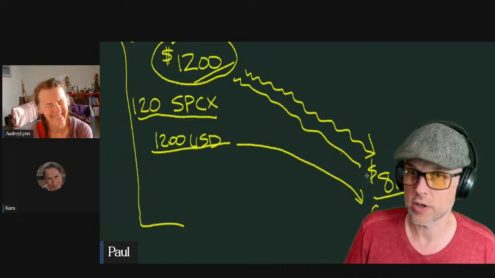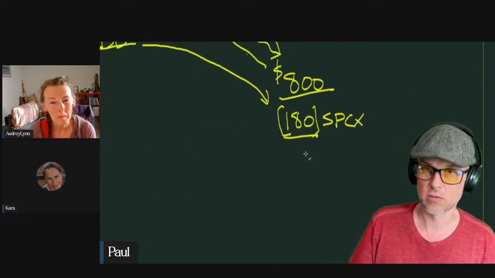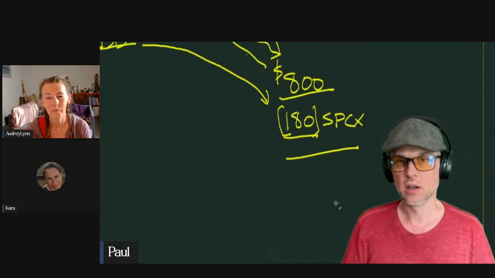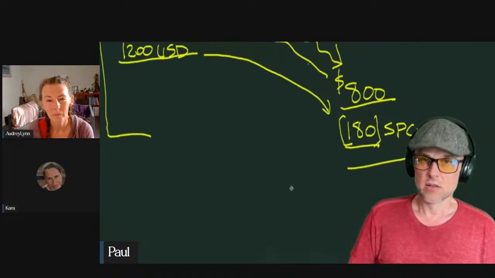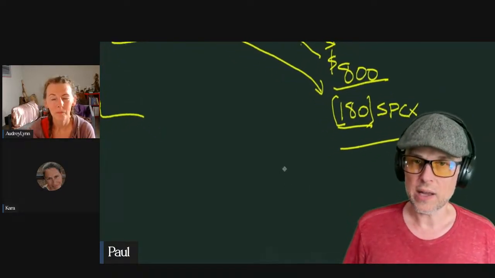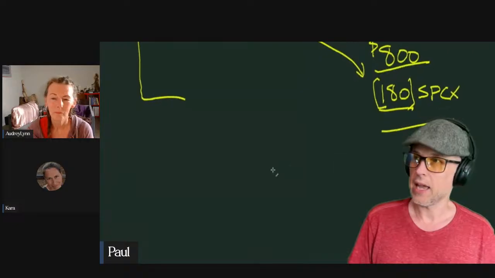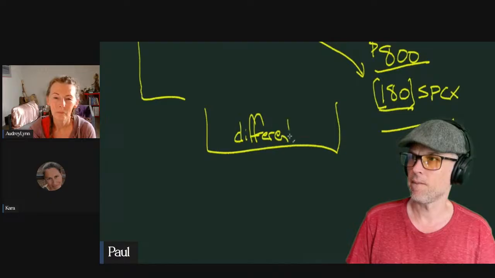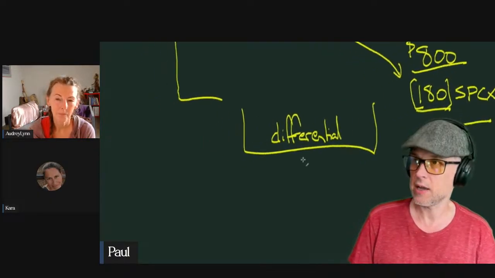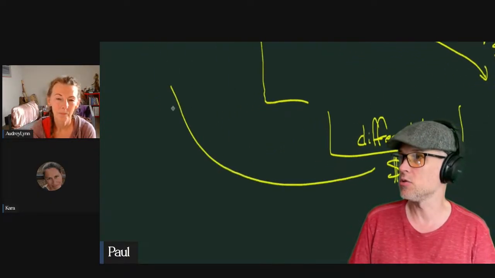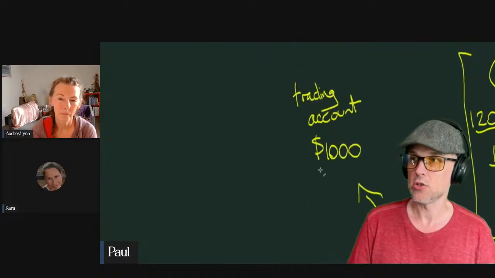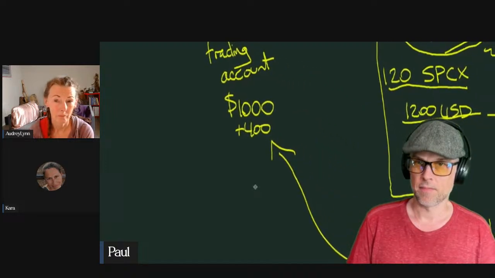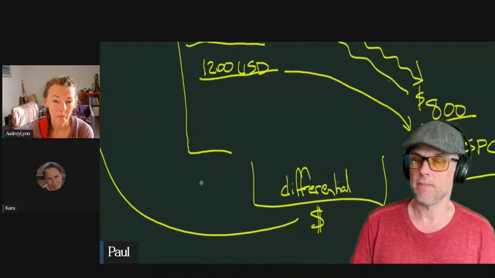You close the trade, and now this asset, I got 120, I got 180 SpaceX. That gets turned into liquidity when you close the trade, and that difference, the differential, gets sent as dollars back to your trading account, and you see it as profit. Okay, ask questions.